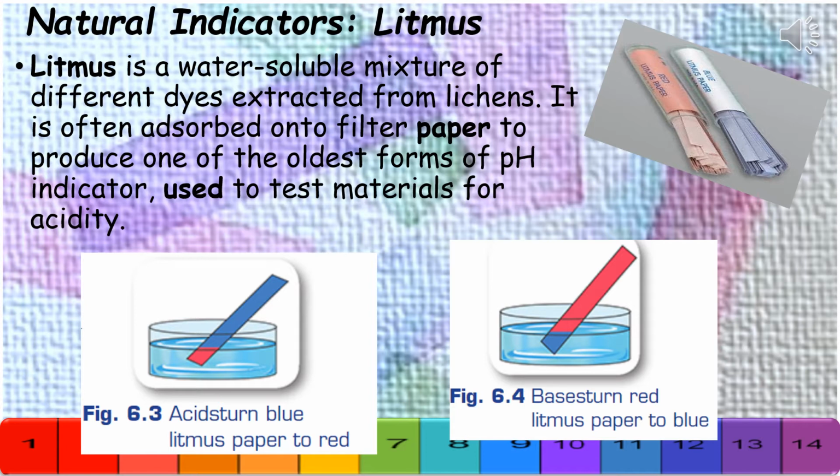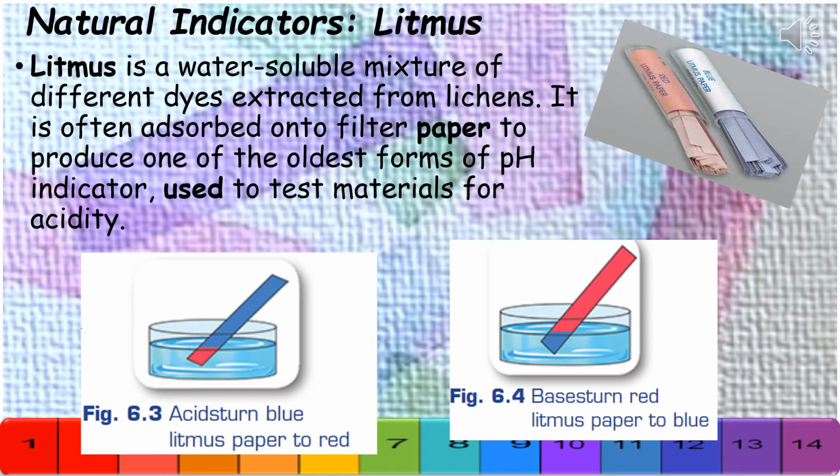Though the natural color of litmus is purple, it is made into blue litmus and red litmus for the sake of convenience in detecting color change when an acid or base is added to it. Thus, litmus is made into two types, blue litmus and red litmus. Litmus can be used in the form of litmus solution or in the form of strips of litmus paper.